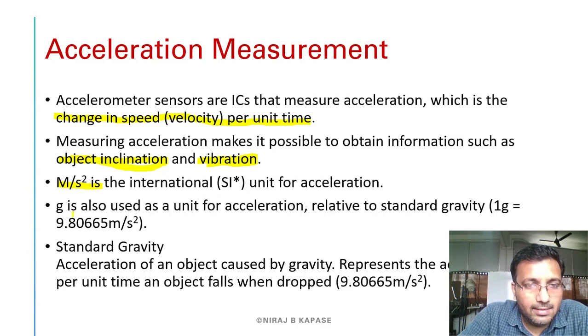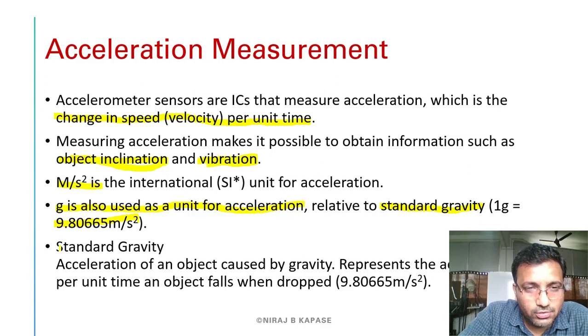Okay, so acceleration is measured in terms of meter per second square, that is the international SI unit for acceleration. Again, G is also used as a unit for acceleration. G stands for gravity. So relative to a standard gravity, 1g is equal to 9.8 meter per second square. So exactly it is 9.80665 meter per second square.